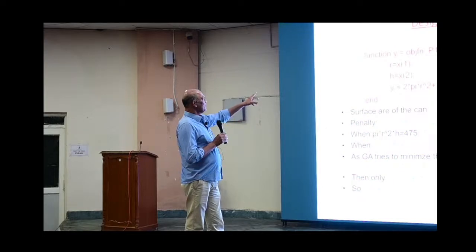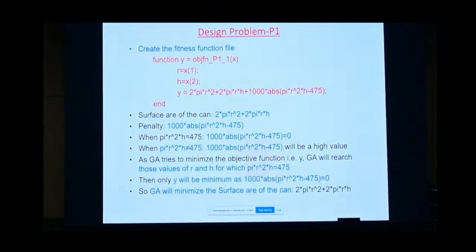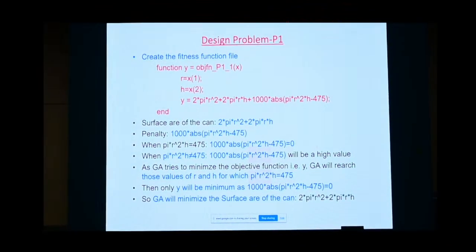Like this one. First you have to define the objective function, and in it the constraint is included. So r is the first variable x of 1, and h is the second variable x of 2. 2 pi r square plus 2 pi r h is the surface area, the first part. The second part is our penalty function. We have given a high value, say 1000, into the absolute value of pi r square h minus 475, that is volume minus 475.